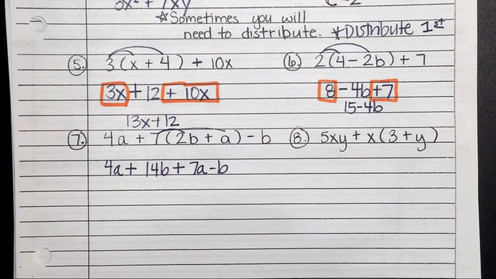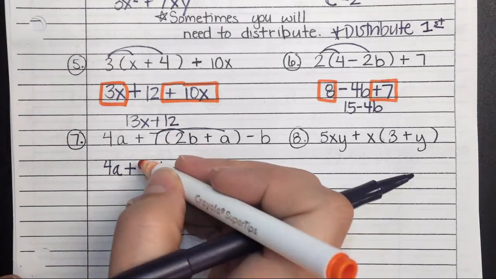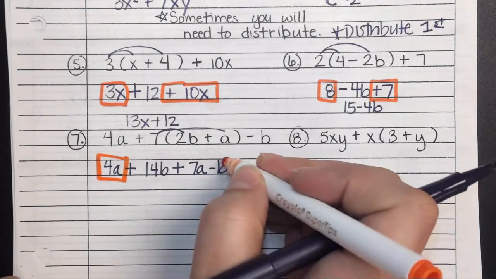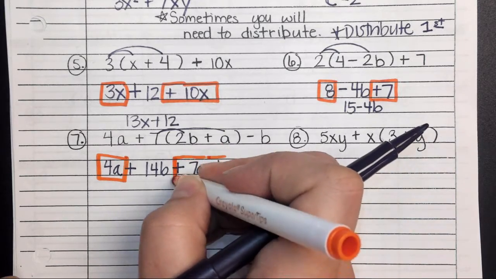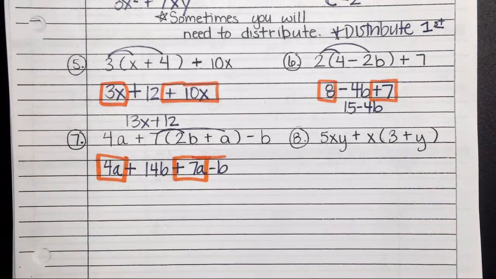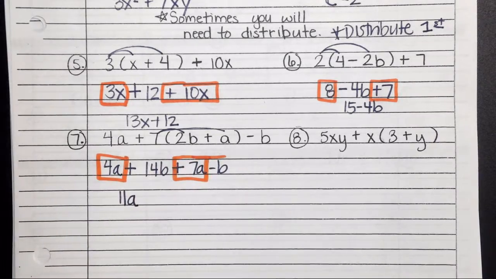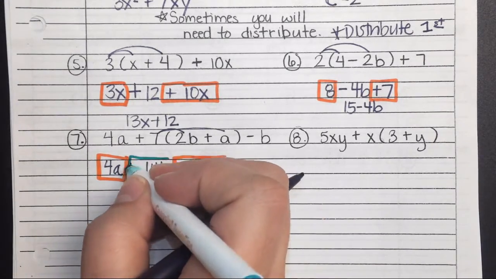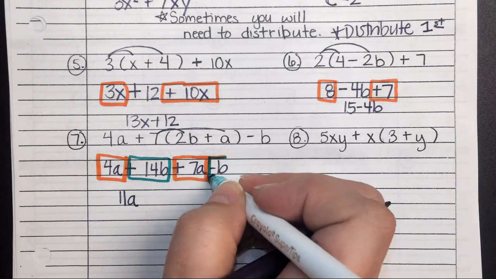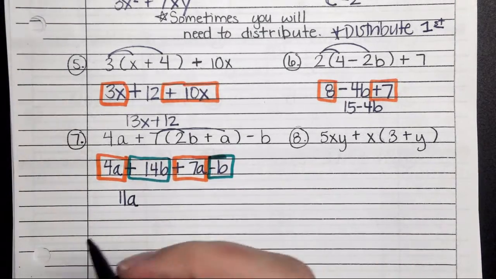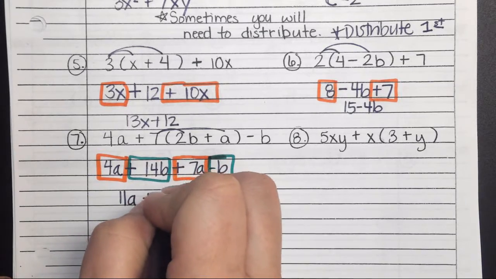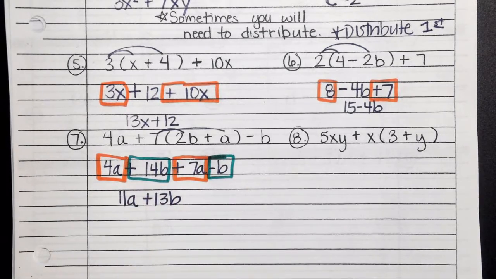Now, what do I have that matches on this? So now we've got 4a plus 7a. I almost did the wrong thing. So what is 4a plus 7a? 11a. Okay, now I also have 14b minus b, which is 13b. So you're matching, and then you're just adding or subtracting.